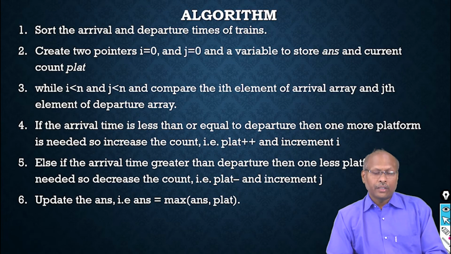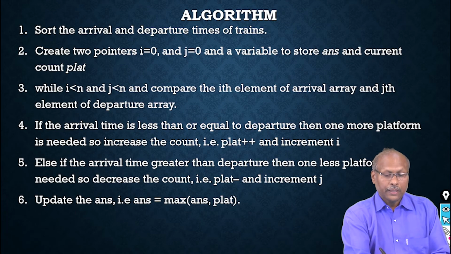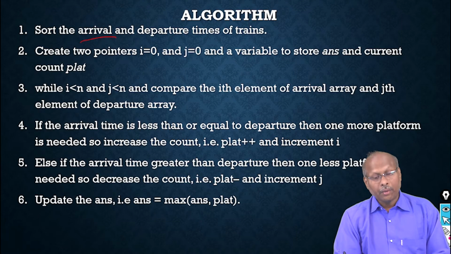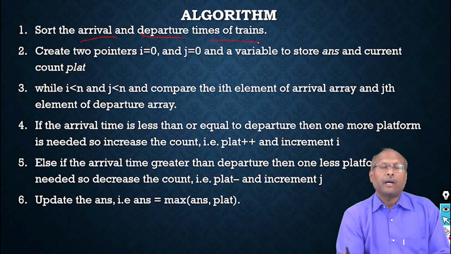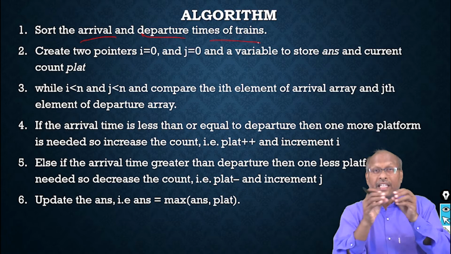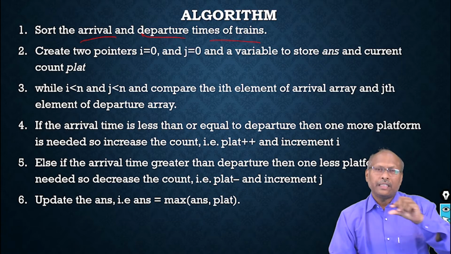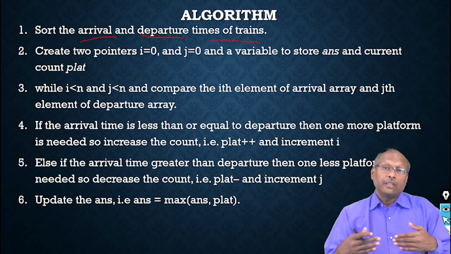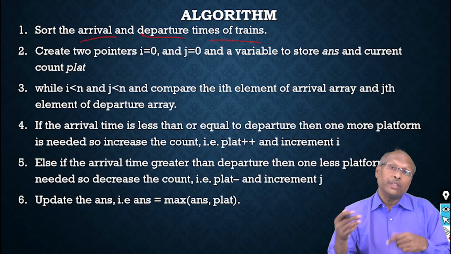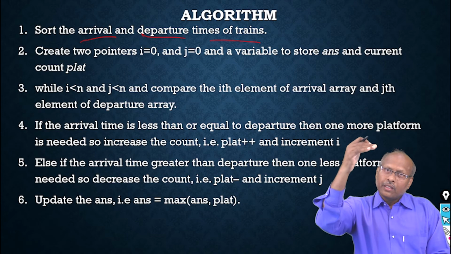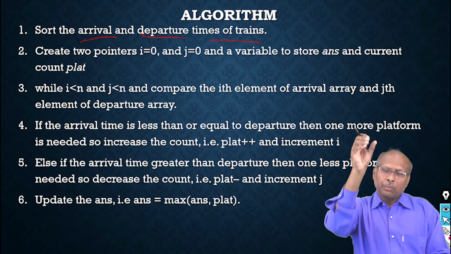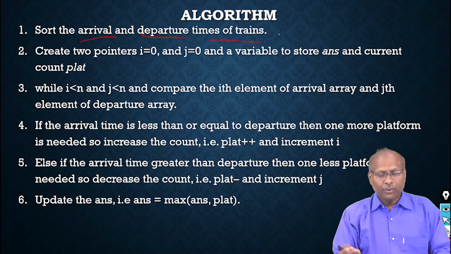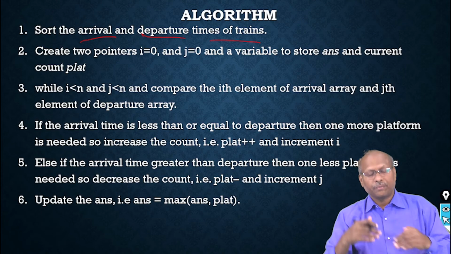So how to write the algorithm for this? There is a simple algorithm. The first step is to sort both the times: arrival time as well as departure time of the trains, because those times are given in lists. One is the arrival list, second is the departure list. You sort them and mix together using the merge technique. Some are arrival, some are departure. You keep them in a single list, and both lists are sorted, so go in order.